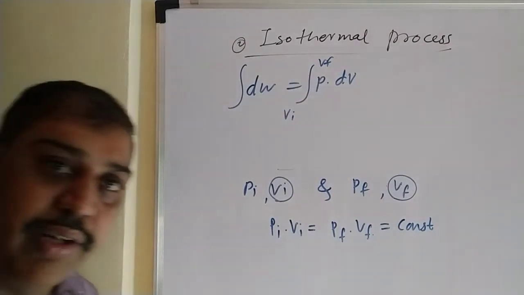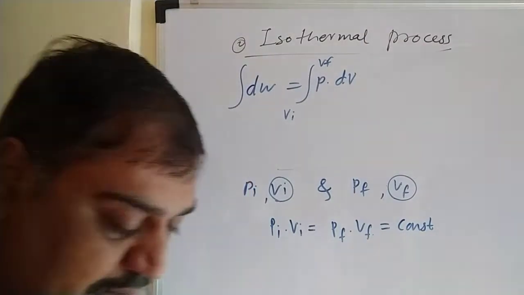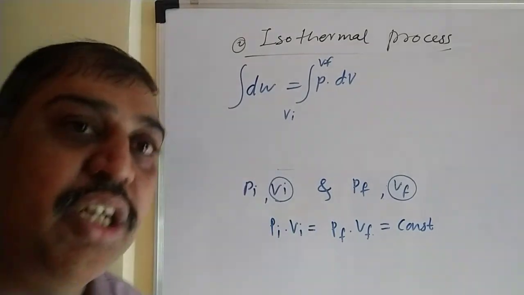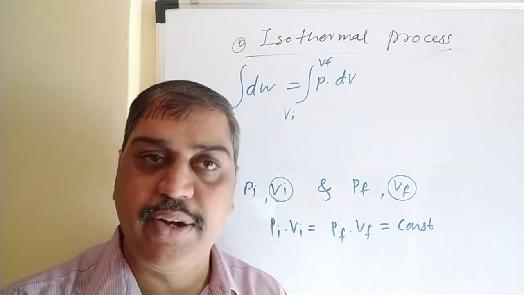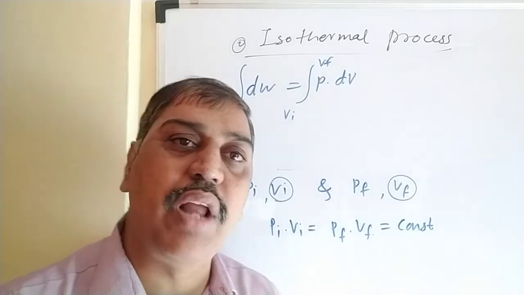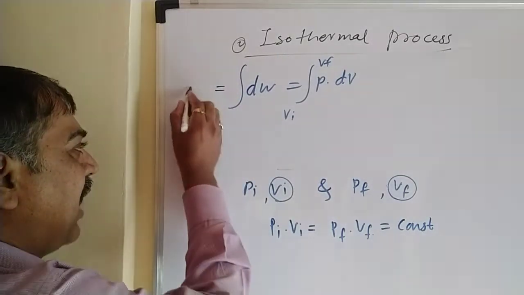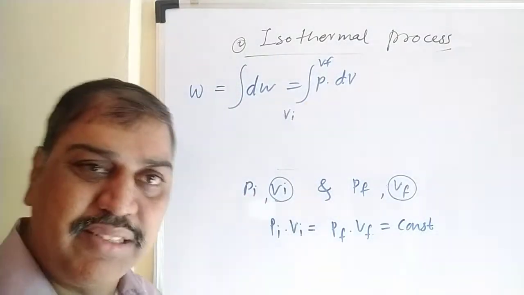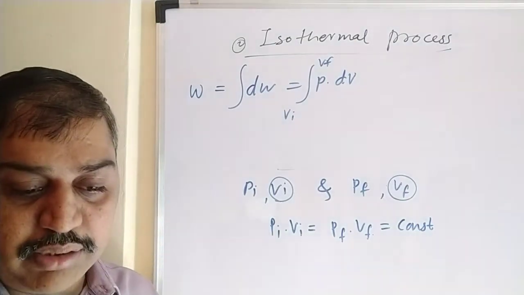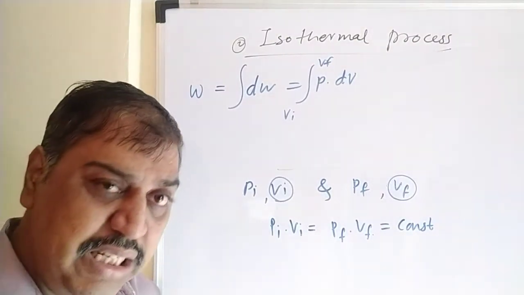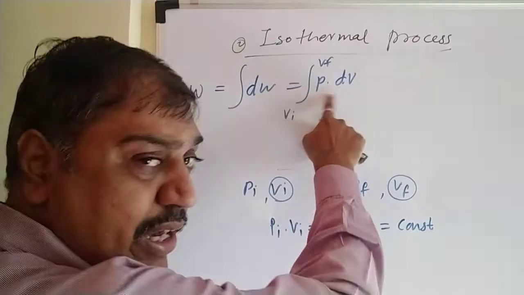Now we have to go further. Before going further, this is the equation. Why do we have to integrate? Because here volume changes from Vi to Vf. We want to find out total work done, and the total work done can be found out by taking the integration of this equation. Now the question comes, here it is P dV. So here it is P into dV.